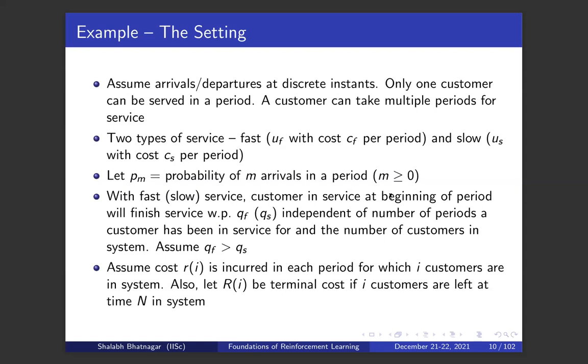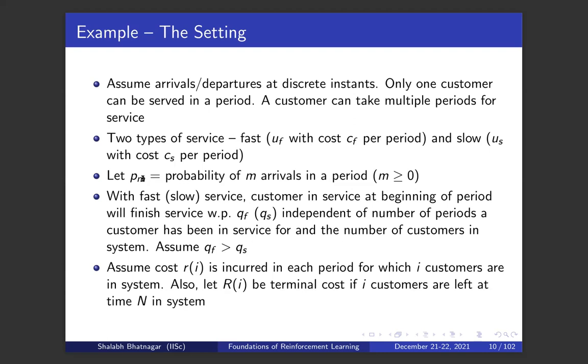We'll assume that there are two types of service available. There's a fast service, whose action we denote as UF, and then there is a slow service, whose action we denote as US. Let's assume that the fast service comes at a cost of CF per period. The slow service comes at a cost of CS per period. It's natural to assume that CF is more than CS. If you want a faster service, you pay more. So that would be a natural assumption.